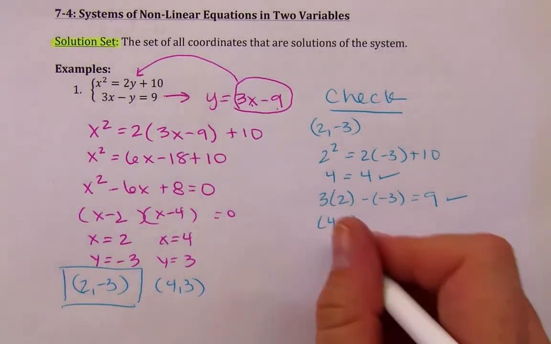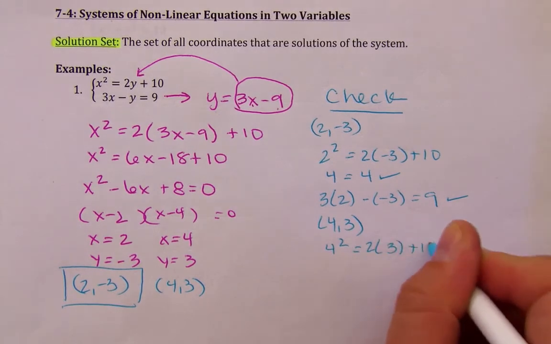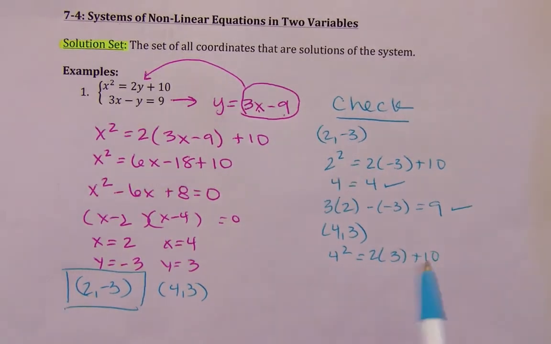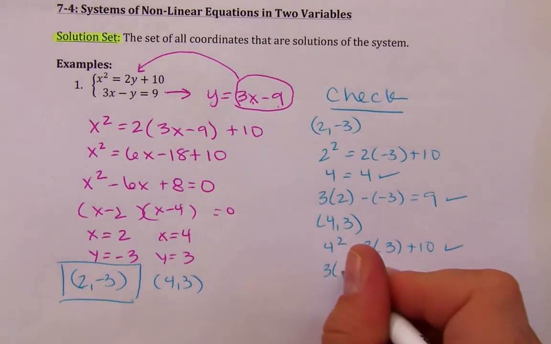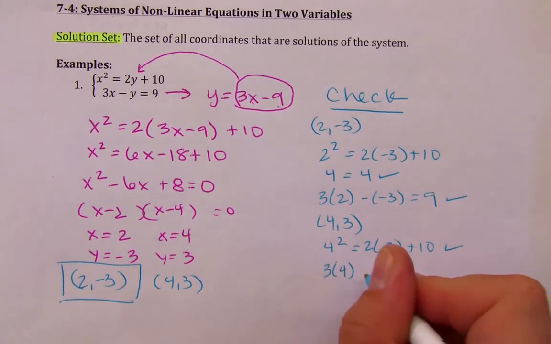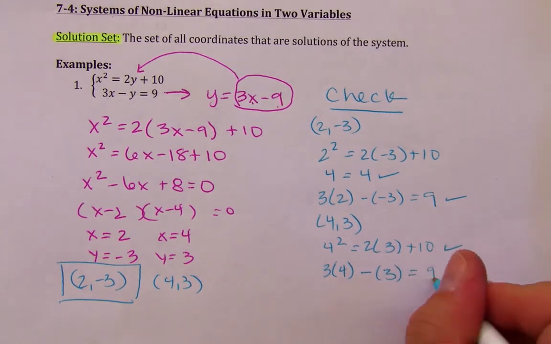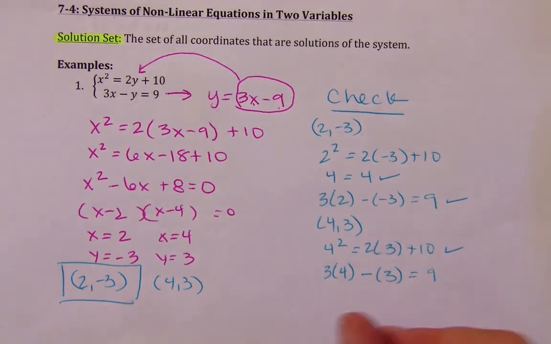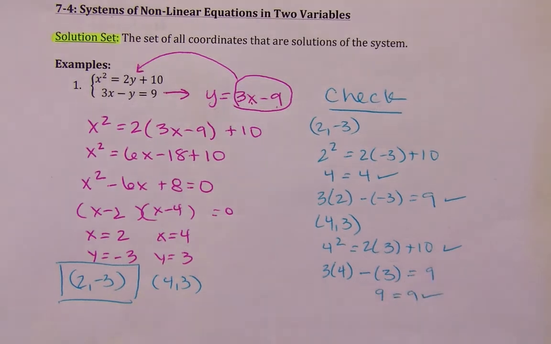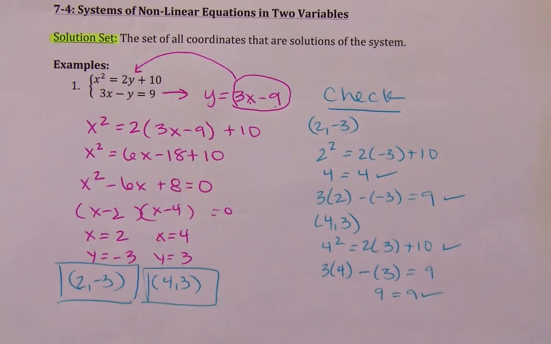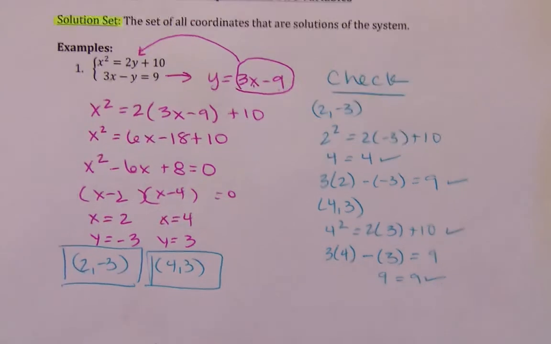And now we need to check for 4, 3. Plugging in 4 squared, and 2 times 3 plus 10. 4 squared is 16, and then 6 plus 10, so this one works out. And then here we have 3 times 4 minus 3 equals 9. And that would give us 9 equals 9, so that one works out. So this one also works. They won't both always work. Sometimes one solution will work and the other one won't.